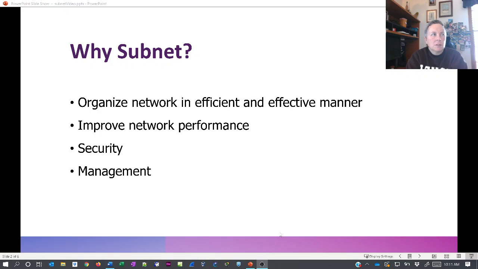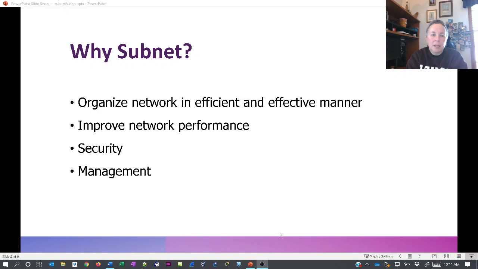The main reason to subnet is to organize your network in an efficient and effective manner. More specifically, we want to improve network performance, and we can do this by limiting the broadcast domain. So when you create subnets, your broadcast packets will remain on the subnet and not propagate to the entire network. So you're limiting traffic and congestion on the other parts of the network.